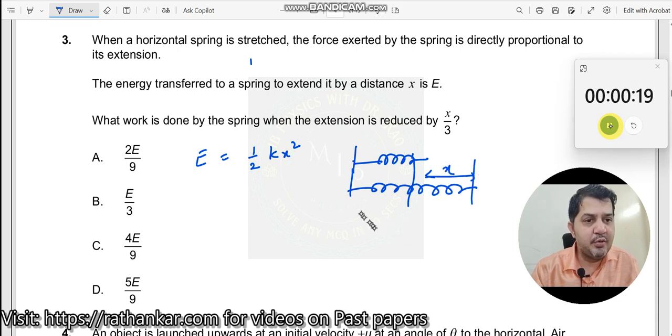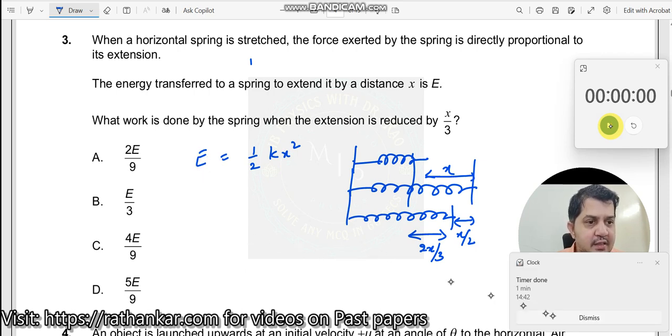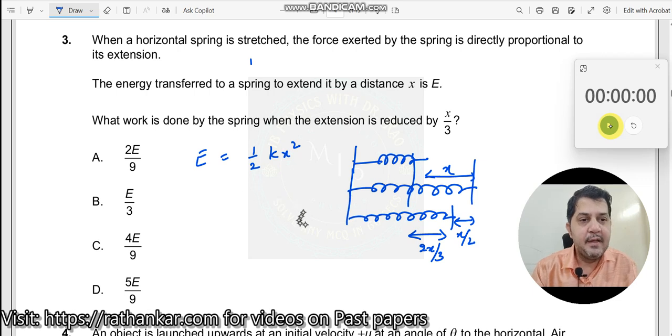And now, what did you do? You relaxed it by a distance x by 3, which means it has been relaxed until here. So, it has been relaxed by x by 3, which means the actual extension is 2x by 3. When it was expanded by a distance of x, this is the energy stored in the spring. Now, when you relaxed it, the extension is 2x by 3.